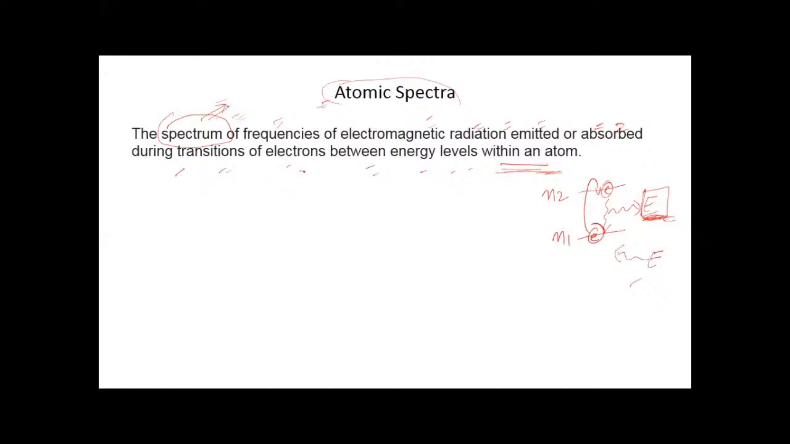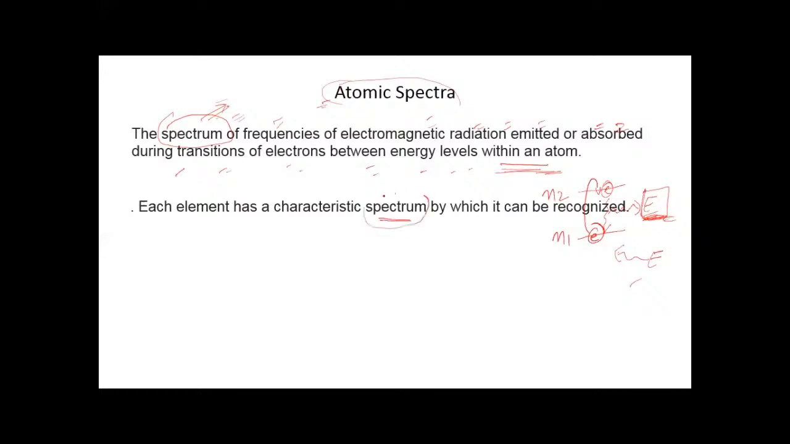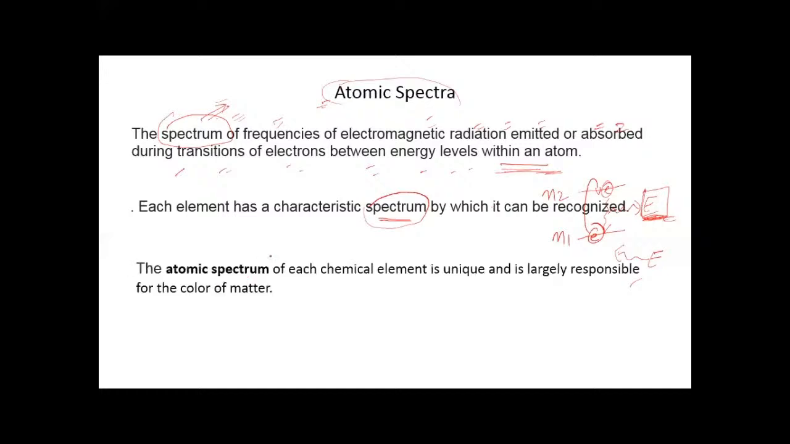Each element has a characteristic spectrum. So the spectrum of each element is different. That is why it can be recognized. The atomic spectrum of each chemical element is unique. They are not similar. They are unique and largely responsible for the color of matter. This atomic spectra is also responsible for the color.